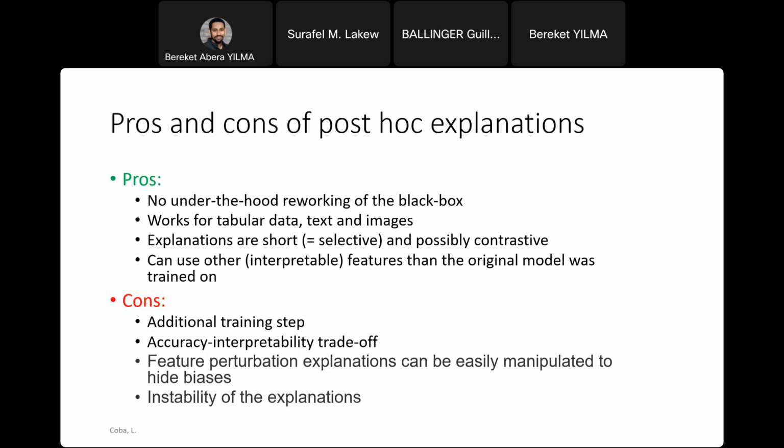Now, there are some disadvantages as well, and it's not limited to the list that I've presented. We don't have an additional training step, so we have an accuracy-interpretability trade-off to worry about. Not everything can be explained by these models, so sometimes we end up with no explanation for predictions. The feature perturbation can be manipulated to hide biases. And we have instability in explanations: every time we rerun these models for the same data point, we might end up with a different set of explanations.